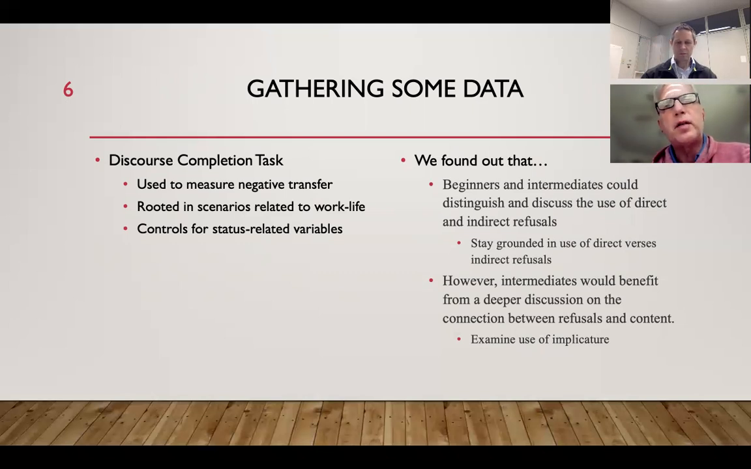Advanced students could do something very different. Now, intermediates, however, I want to go back to them, would benefit from a deeper discussion on the connection between refusal and content. For instance, trying to understand the implicature of something, the implication in a particular refusal.